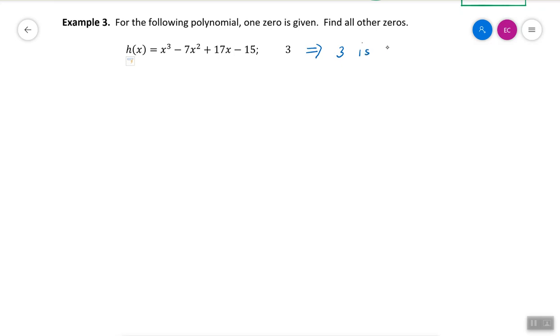Three is a 0 means f of 3 is equal to 0, and it also means that x minus 3 is a factor. Oh, and I guess one more. When we do the synthetic division, the remainder will be 0.